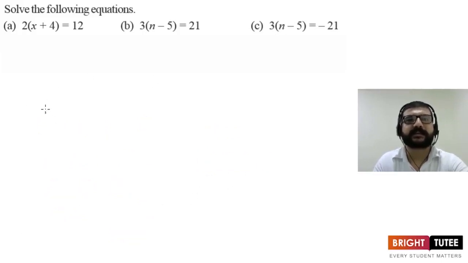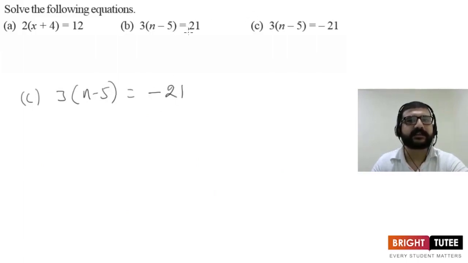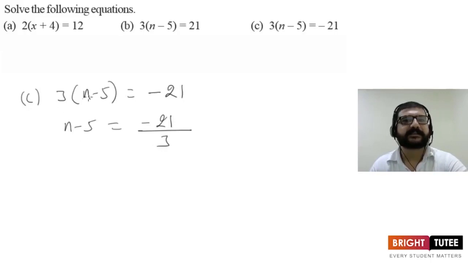Now the next question is C part of the question. It is 3 into (n minus 5) is equal to minus 21. It is similar to the previous question. The only difference is 21 was positive here, but here it is negative. So what we can do? We can transpose this 3 first now. So we will get n minus 5 is equal to minus 21 divided by 3. 3 was in multiplication with n minus 5. So after transposing it comes in division. Now let's simplify this. We will get n minus 5 is equal to minus 7.